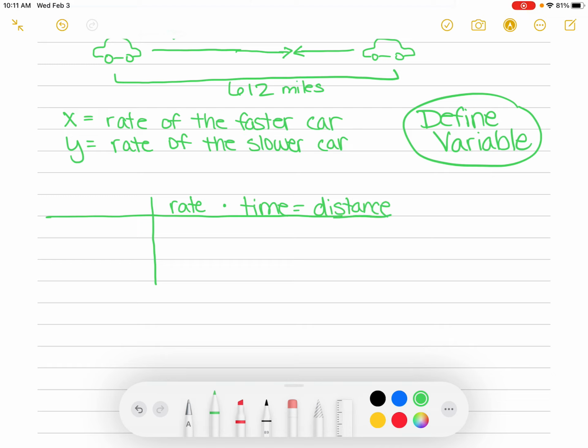Okay, so that's what we're going to figure out. And I'm going to make it like it's a table. The first one's going to be the faster car, and the second one's going to be the slower car.